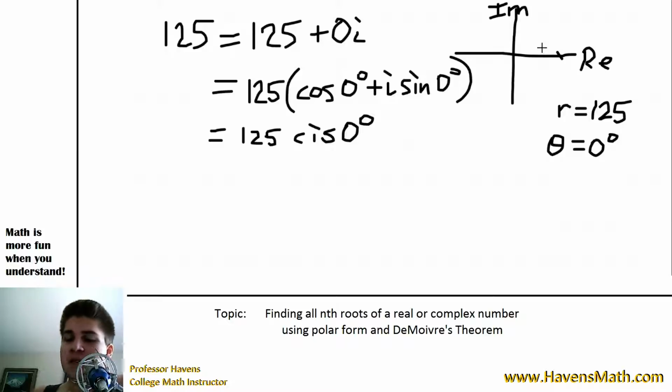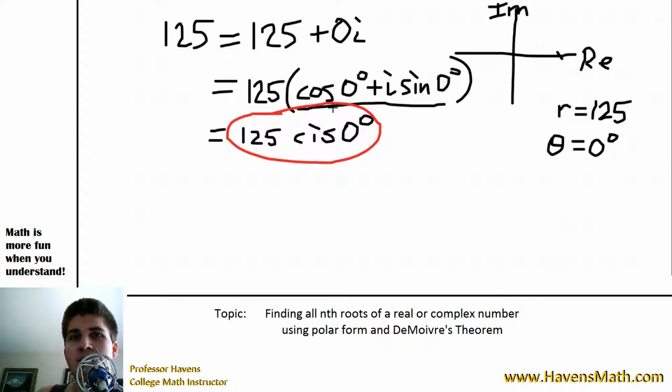What it means is cosine plus i sine theta, and it's just a way that we don't have to write that out as much. If we have to write this over and over again, it takes a lot of writing. So shorthand is nice. Anyways, that's our number in polar form. Let me go ahead and circle this. So step 1 is completed.